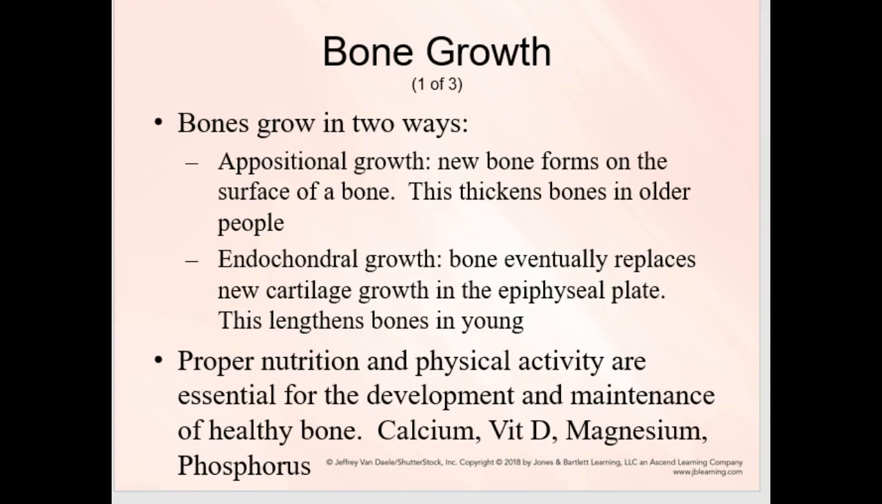Endochondral growth is when the bone eventually replaces new cartilage growth in the epiphyseal growth plate. And this lengthens the bones in the young. But this will stop generally between 18 to 21 for everyone. And that's when we stop growing height-wise.